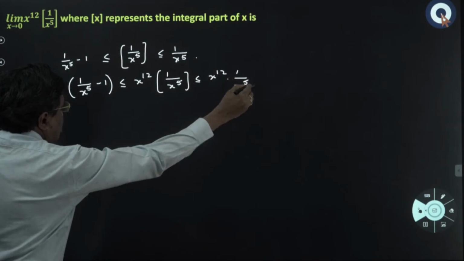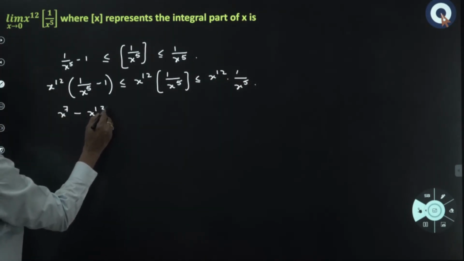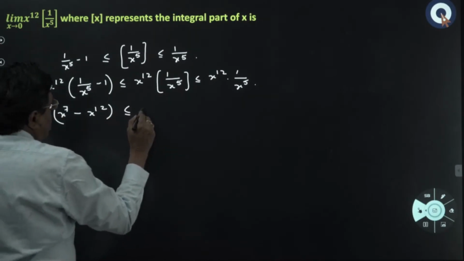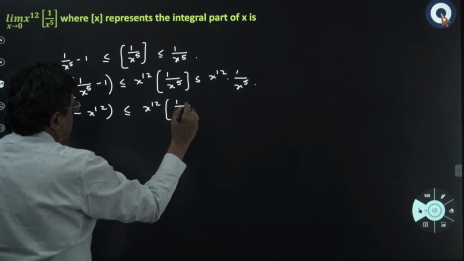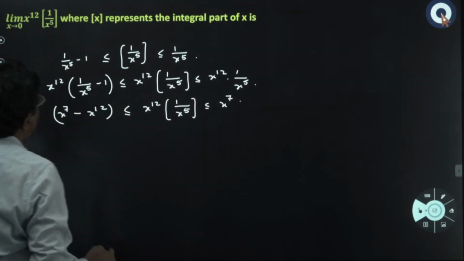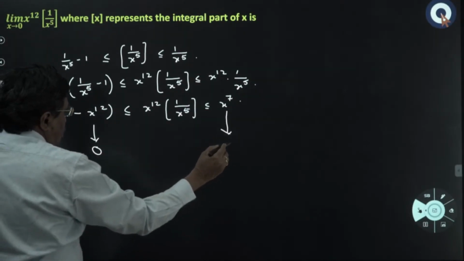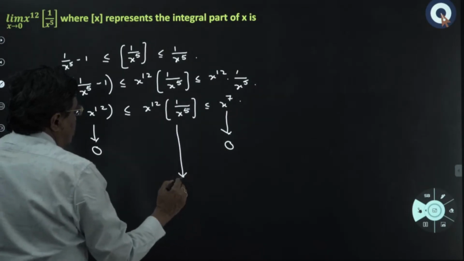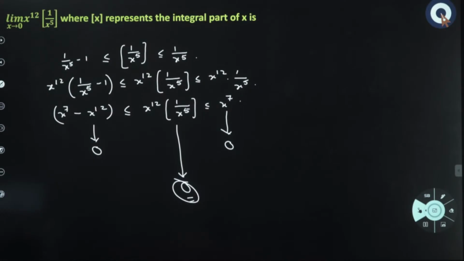x power 7 minus x power 12 less than x power 12 into step of 1 by x power 5 less than or equal to x power 7. Now as x tends to 0, this goes to 0 and this also goes to 0. So therefore by the sandwich theorem, this also should go to 0. So therefore 0 is your answer. Right.